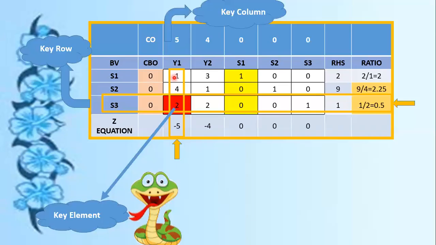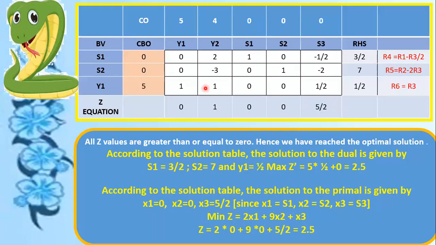So you have to make this 2 as 1. So this is row 1, row 2 and row 3. In the next iteration it will be R4, R5 and R6. So your R6 will be equal to R3 by 2. If you divide this by 2, then this value will become 1. So 2 by 2, 1, 2 by 2, 1, 0 by 2, 0, 0 by 2, 0, 1 by 2, half, 1 by 2, half. So this will be the first table.